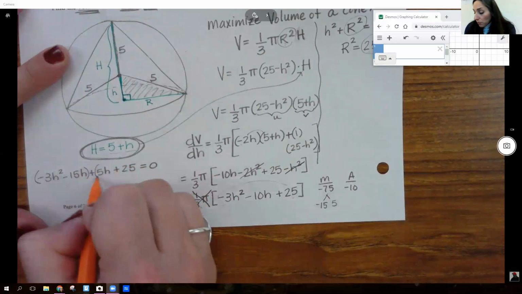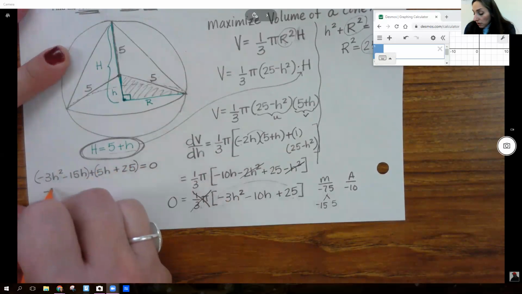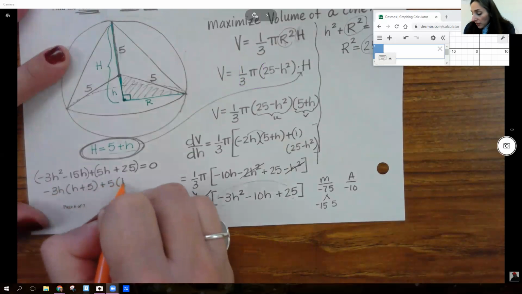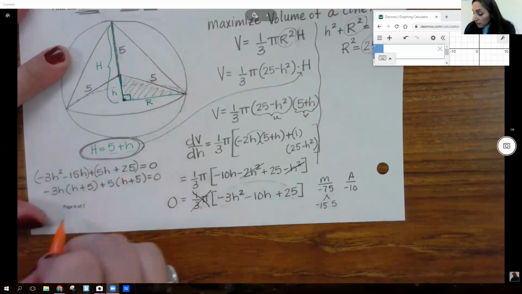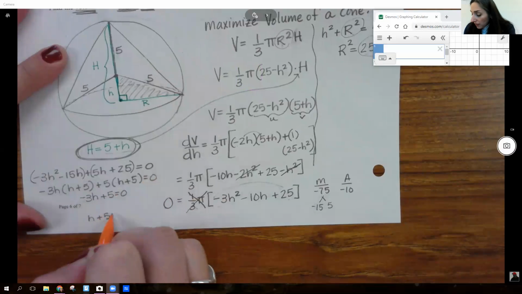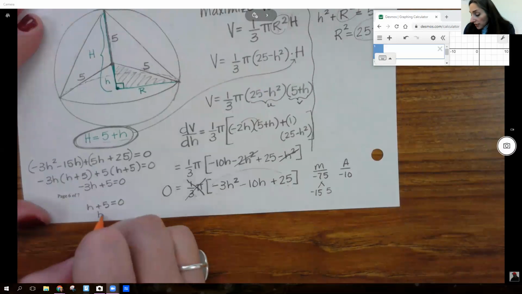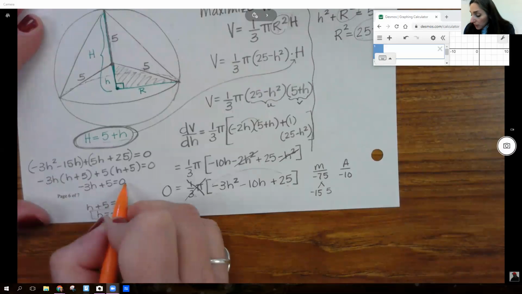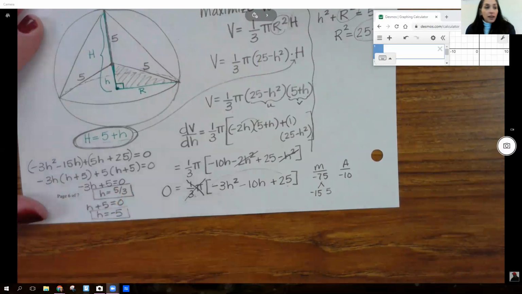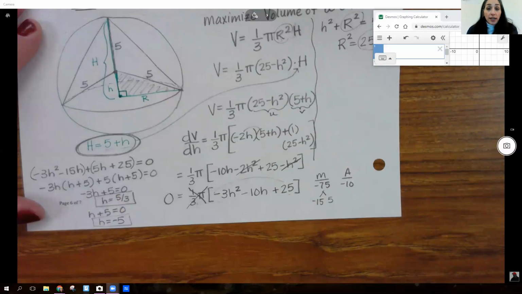You've got 4 terms, so we will group. Take out the negative 3h: h plus 5, plus 5, h plus 5. So negative 3h plus 5 equals 0, and h plus 5 equals 0. So little h is either going to be negative 5, or it's going to be 5/3. Now, real life problem, if we were actually trying to create this, we can't have a negative height, so that goes out, and we're left with h equals 5/3.